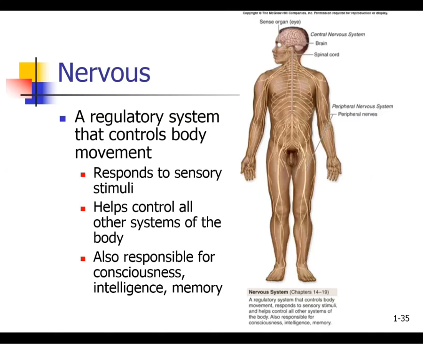This is the system that's going to be receiving all of your environmental information as well as perceiving and then causing your movements of your body, also responsible for your memory and intelligence.